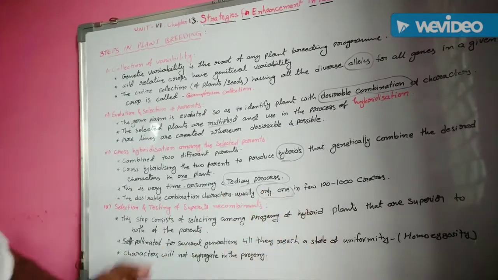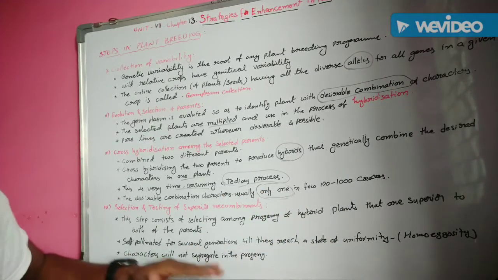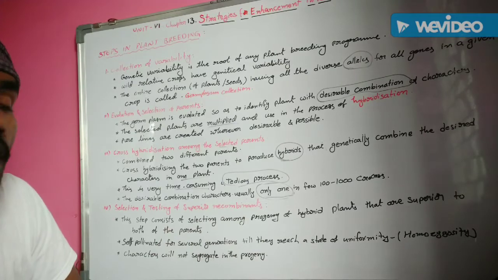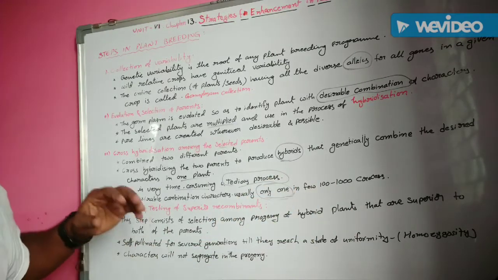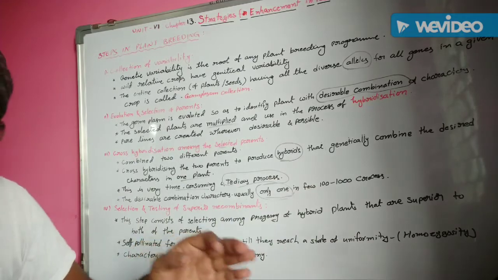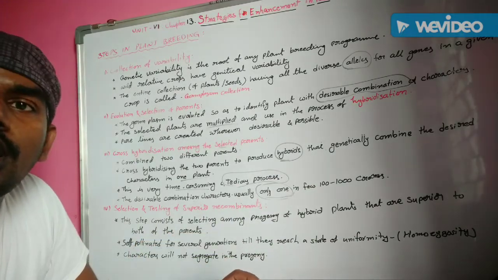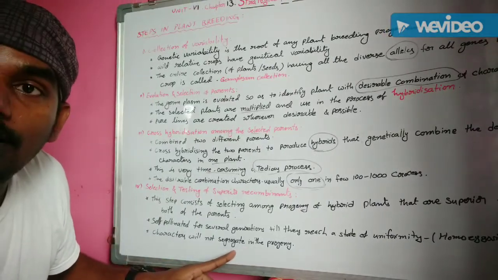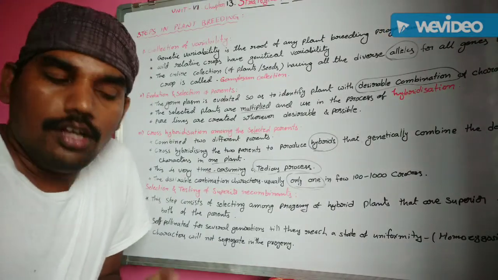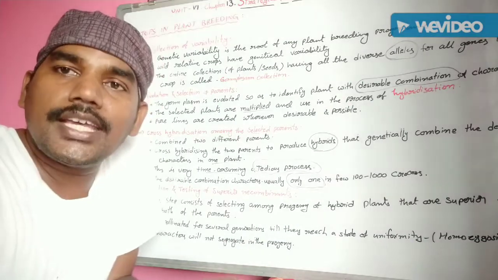ఓకే, నెక్స్ట్ వన్, ద క్యారెక్టర్స్ విల్ నాట్ సెగ్రిగేట్ ఇన్ ద ప్రోజెనీ. కానీ ఈ హోమోజైగోసిటీలో అంటే ద క్యారెక్టర్స్ ఆర్ విల్ నాట్ సెగ్రిగేట్. క్యారెక్టర్స్ అనేవి ఒక దాంట్లోకి వచ్చినా కానీ దేర్ ఆర్ నాట్ segregate. You already know in the genetic Mendel principle, law of segregation.